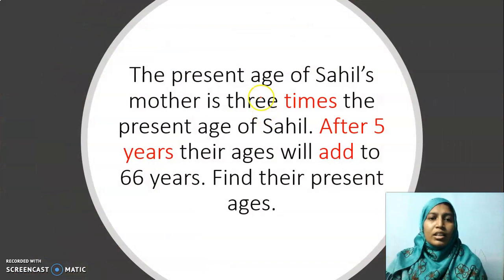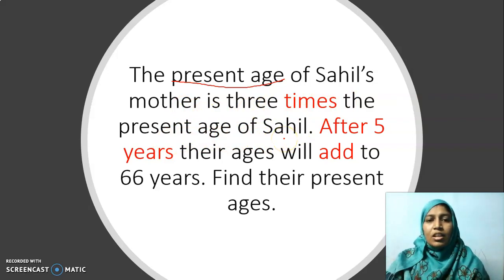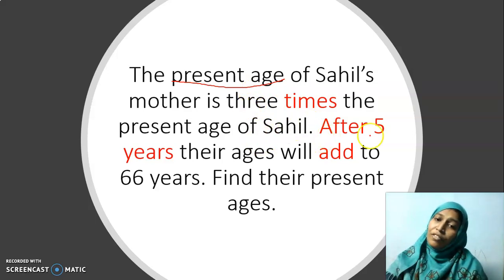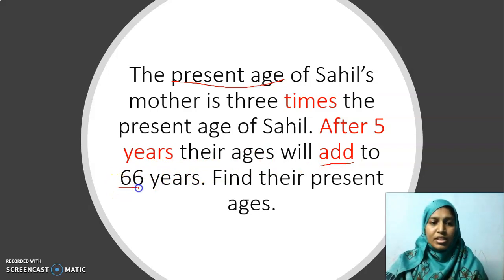Next question is, the present age of Shalih's mother is 3 times the present age of Shalih. If Shalih is 5 years, what is his mother's age? 3 times 5 is 15, and it is not possible. So this age is not the correct answer. I just explained what present age is. After 5 years, their ages will add up to 66. After 5 years, if I add both of their ages, it will be 66.